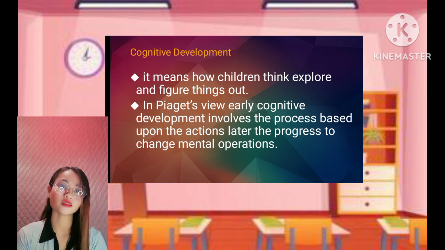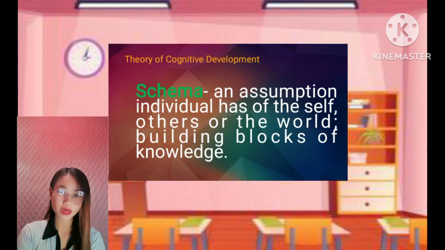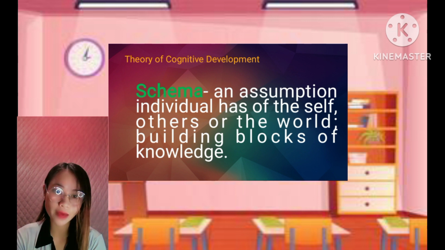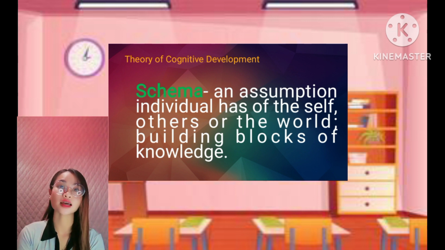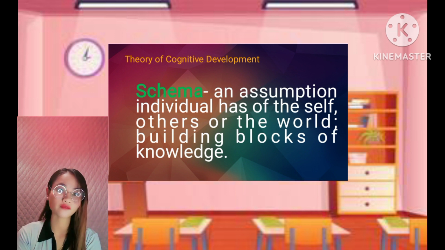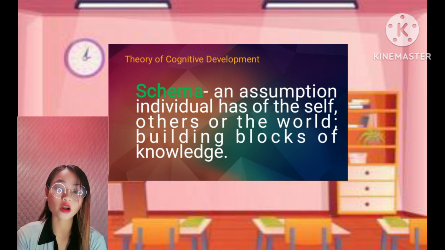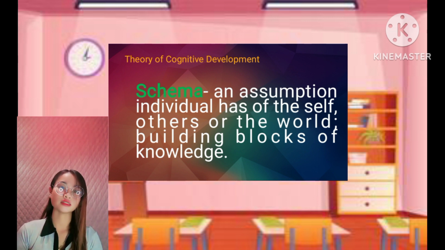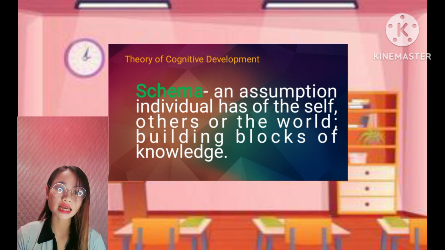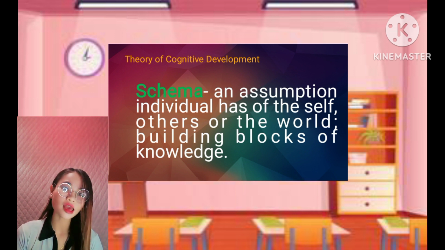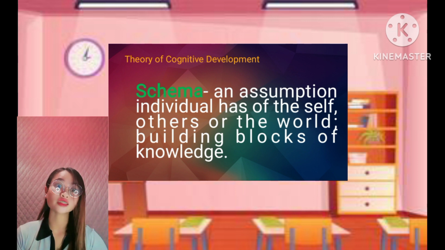So now let's talk about the sub-concepts or proposals of Jean Piaget. First, we have schema. A schema is an assumption that an individual has of the self, of others, or of the world. So these are the building blocks of knowledge. We have a lot of schemas in our mind. We have the assumption that candy is sweet, we know how an apple looks like, and we know how dogs look like. Those are some ways we try to understand how the world works.